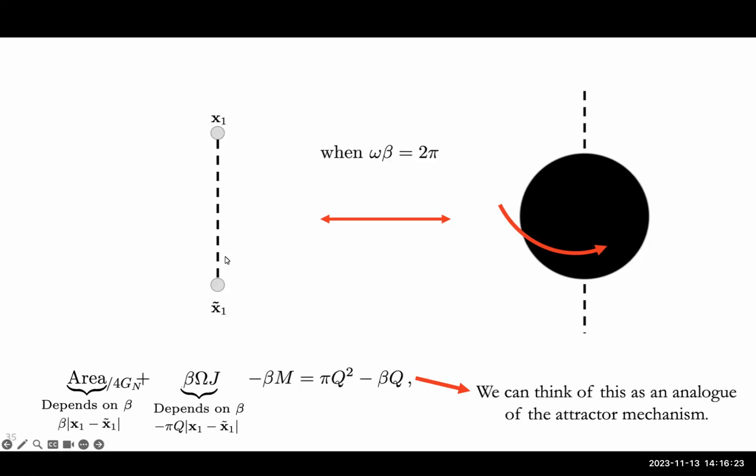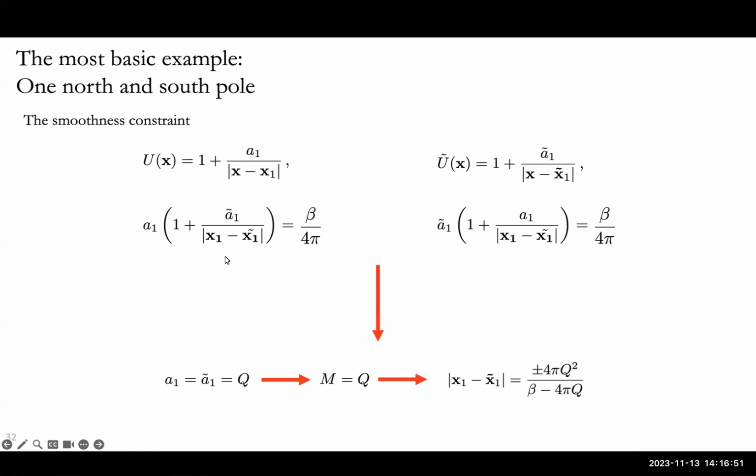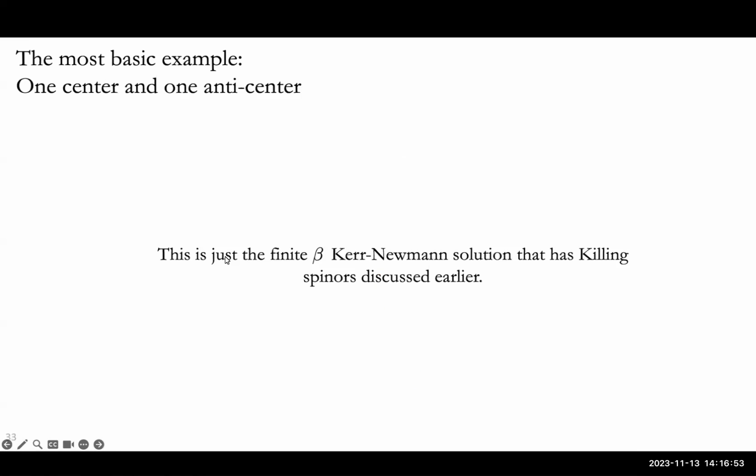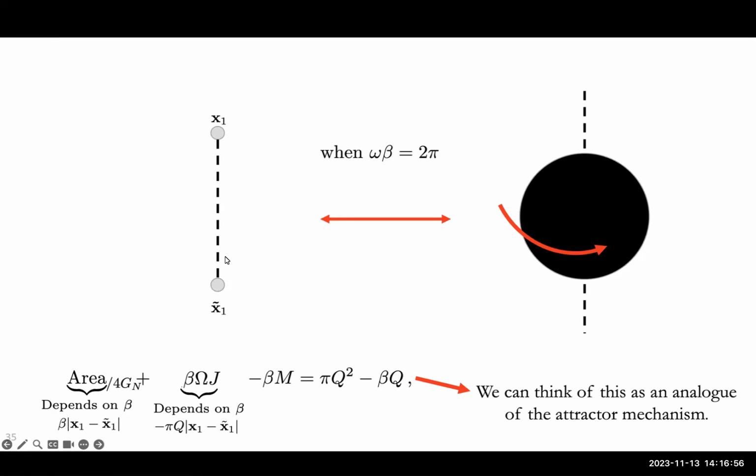And the important thing that I want to emphasize is that I pointed to it earlier, but it's much easier to see in this solution, is that the area of these black holes depends non-trivially on beta because, with a bit of algebra, you can see that it's equal to beta times the distance between the poles, the North Pole and South Pole. And this distance, in a previous slide, we saw that it had some complicated dependence on Q and beta. So the area of the black hole has a complicated dependence on Q and beta.